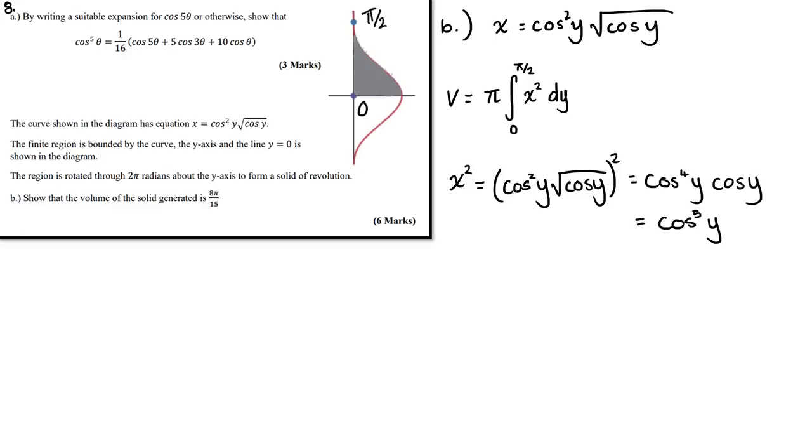So between part A and B here, the connection is that we're going to use this result, cos to the power of 5 theta. Obviously they're doing it in terms of theta. Doesn't matter too much. We're doing it in terms of y. Obviously we just change any thetas to y.